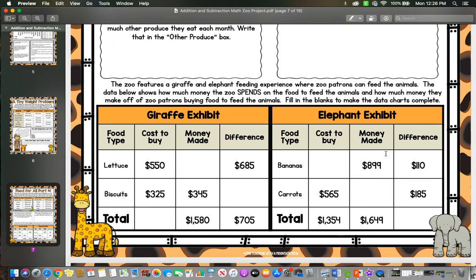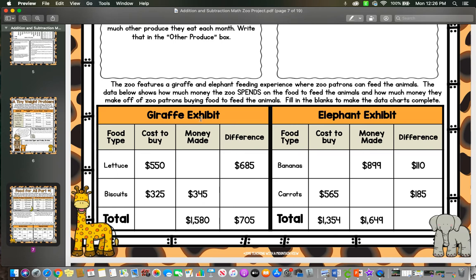Let's say you're going to go to the zoo and you're going to feed the giraffe some carrots. The zoo has to purchase the carrots so that you can feed them to the animals, and then the zoo is going to sell those carrots to you so you can feed them. So here's some of the food that they're going to order. The food type is listed: lettuce, biscuits, and this is for the giraffe exhibit, and for the elephant exhibit, they eat bananas and carrots.